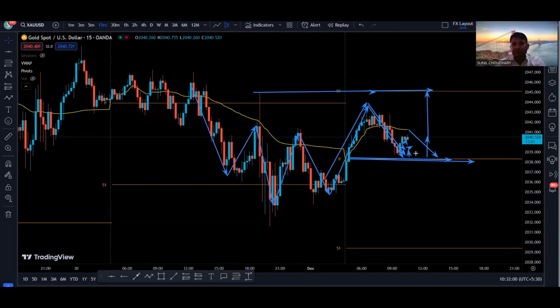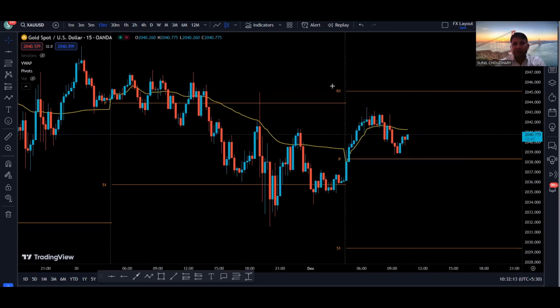That will only be the case if we hold this pivot line, or if we get a one or two candle closure below, and then the price comes back again. That will be the fake out with the pivot. In these scenarios, we'll be looking to take long.